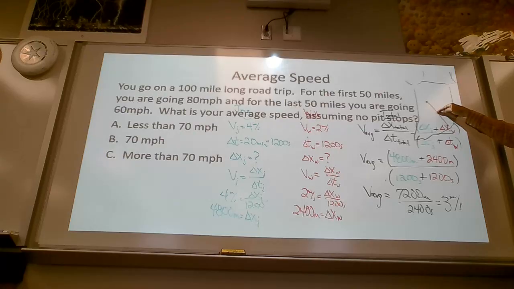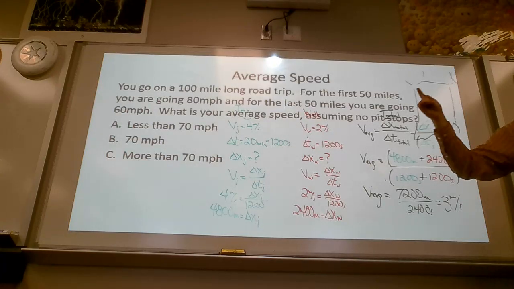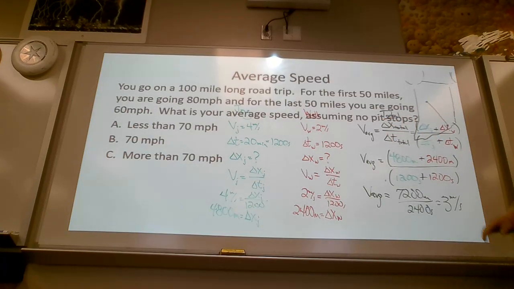Okay? Think about this. You spend a whole lot longer time going from Indianapolis down to here than you do from here to here. Does that make sense? Because you're going slower. So there's more data points saying you're going 60 miles an hour. You're spending more time going 60 miles an hour than 80 miles an hour. That's going to cause your average to be less. It's like having more test scores of 60% and fewer of 80%. Your average isn't going to be 70, it's going to be a little less than 70.